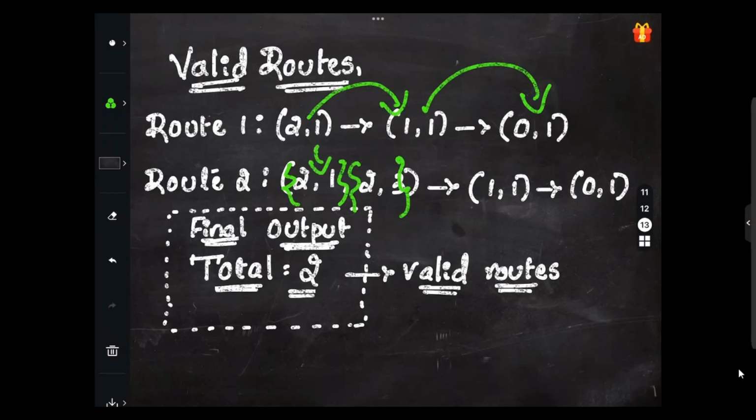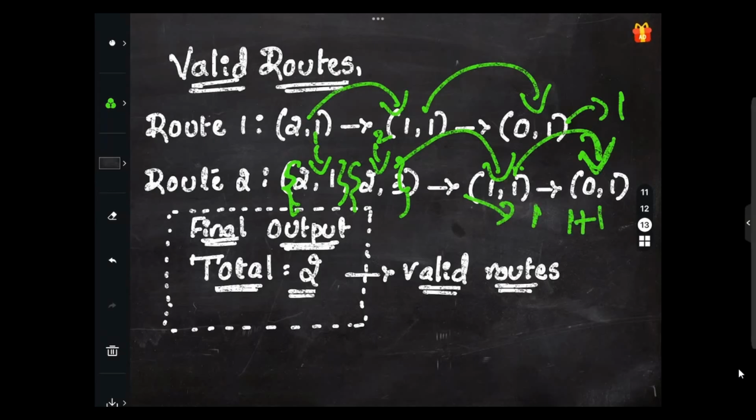So this will be 2 comma 1 once and 2 comma 3 once. So this will be 2 comma 1 and 2 comma 3 at once to 1 comma 1, nothing but from row 2 to row 1, then finally from 1 comma 1 we can reach 0 comma 1. So this will be one valid route by considering these 2 holds together. First one is one valid route, and the second one is one valid route as well. So when we sum up, 1 plus 1, we got 2 valid routes.